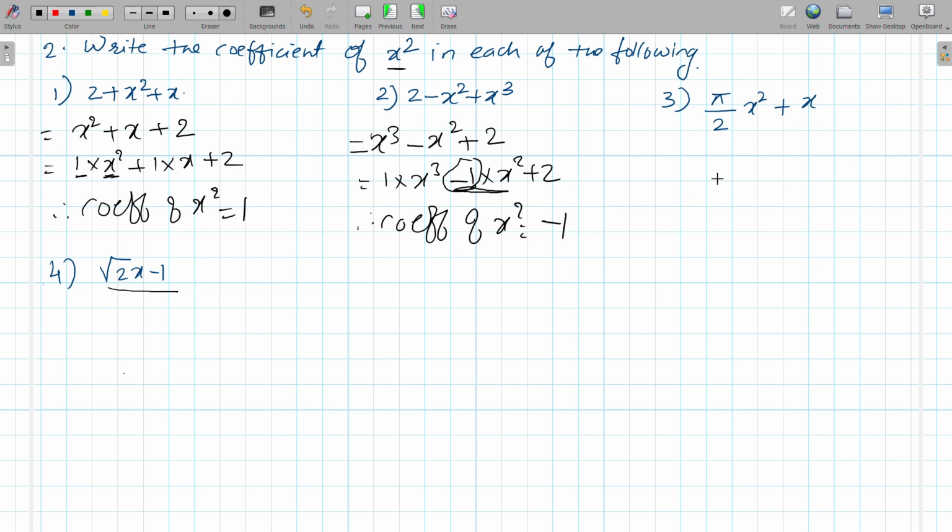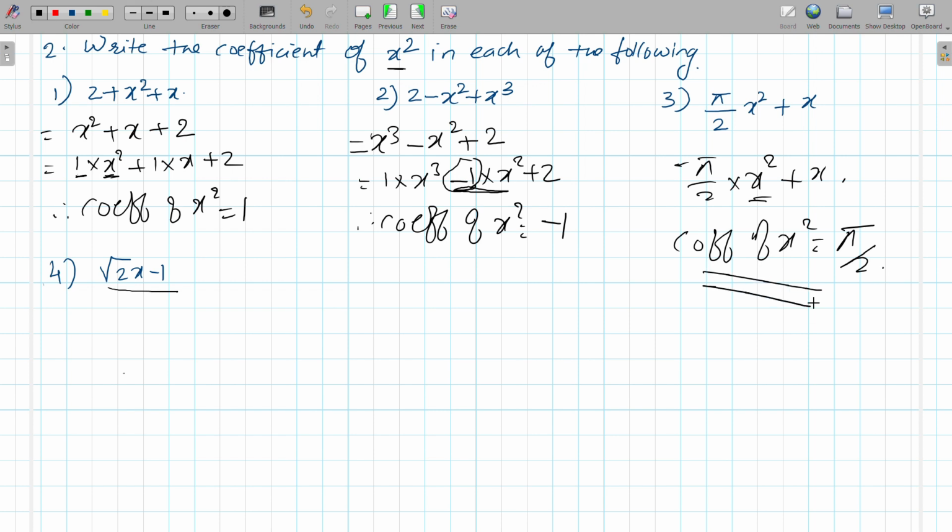Now here, this is equal to pi by 2 into x square plus x, right? Now here the x square coefficient is pi by 2. So the coefficient of x square is equal to pi by 2, right? Now again it is very simple. This is nothing but root 2 into x plus, this is root 2 into, let me just erase it.